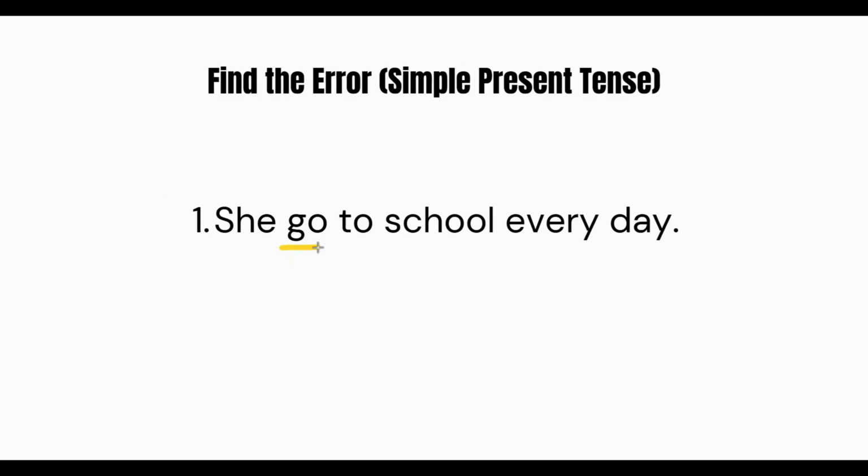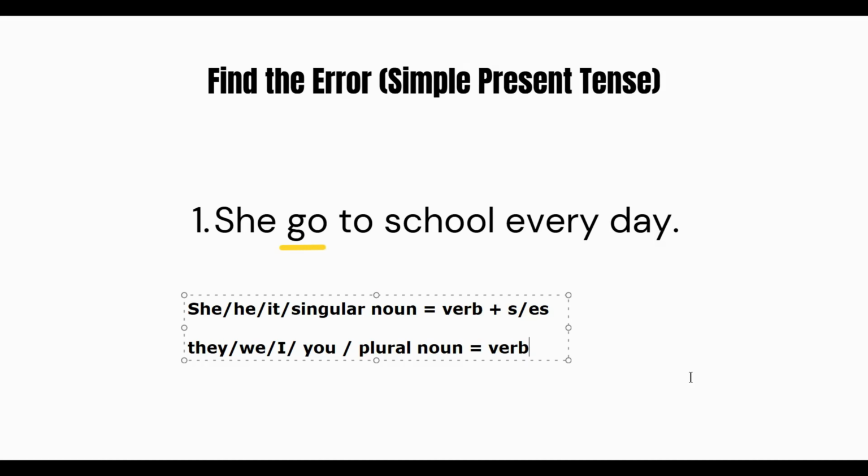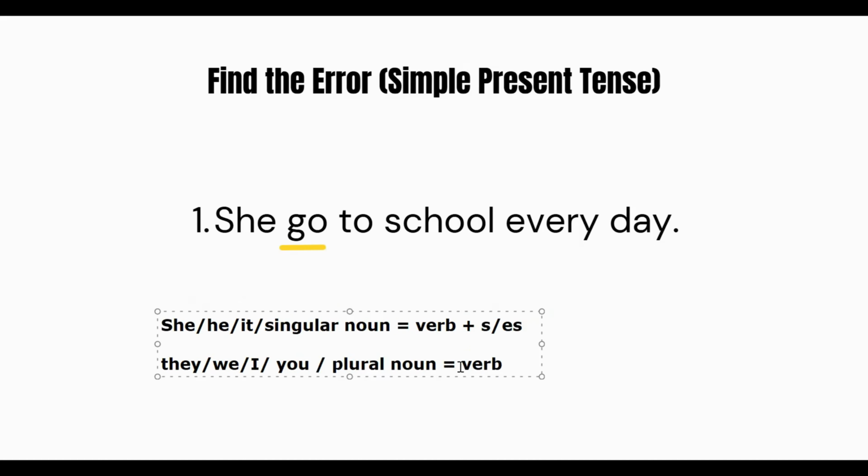So our mistake is here. Go. Please remember when your subjects are she or he or it or a singular noun, then we have to add s or es to the end of our verb. But when our subjects are they or we or I or you or a plural noun, then we don't have to add the s or es to the verb. We just simply use the base verb.